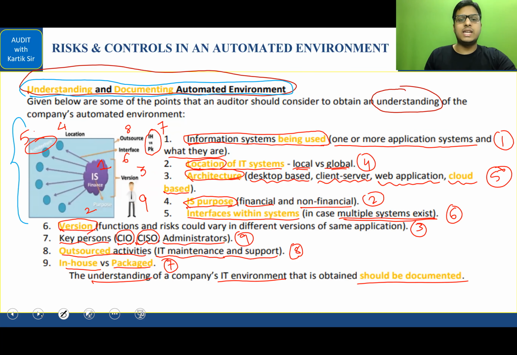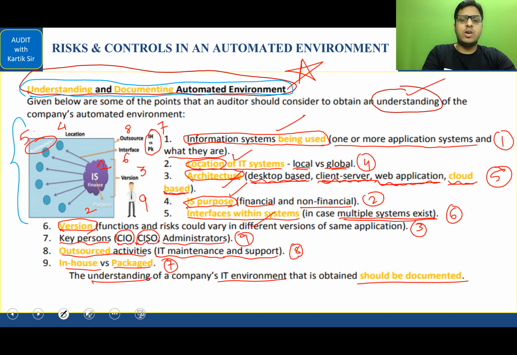Next is understanding and documenting the automated control environment. This I had marked as star. This is a very important question. Do it well. What do you understand in this? Very simple, very easy areas. First is information systems being used. After that, you have the information system purpose. Then your interfaces within the system. What are the interfaces within the system that we look at? After that, you have locations of IT systems. What are the various locations of the IT systems? Then you have architecture, that is desktop based or client server, web application, cloud based, all these things we'll check.